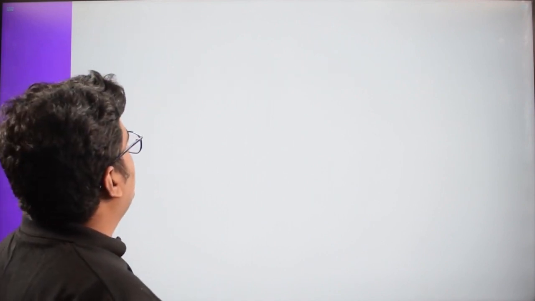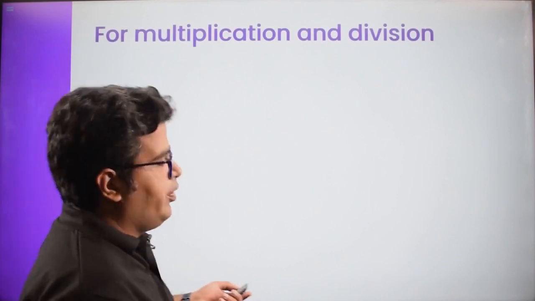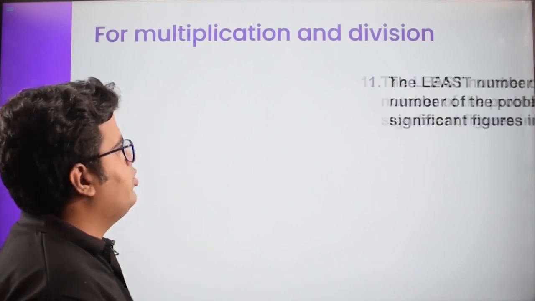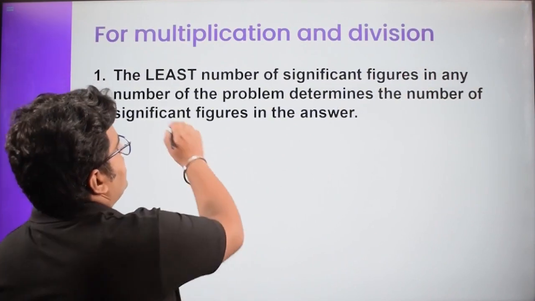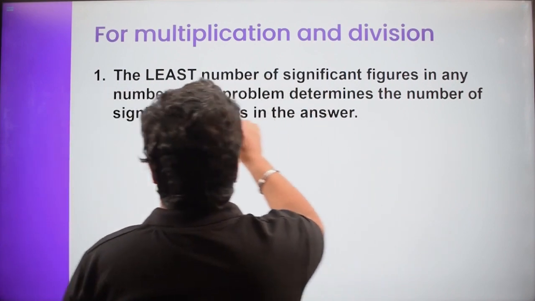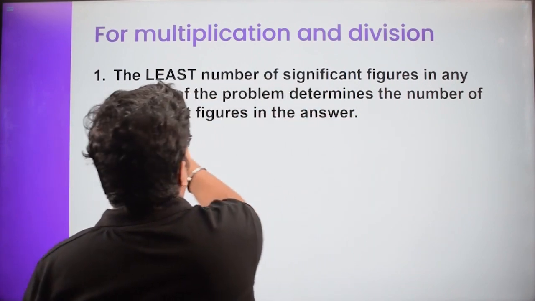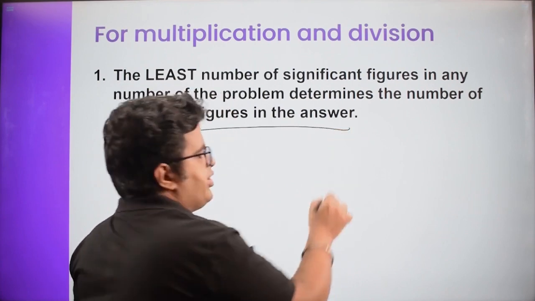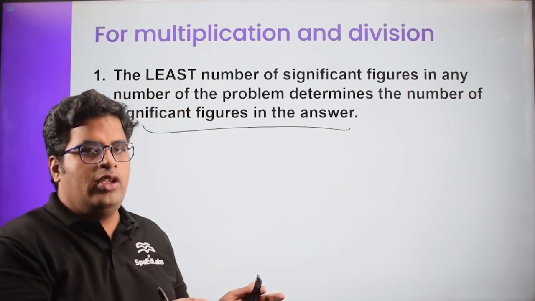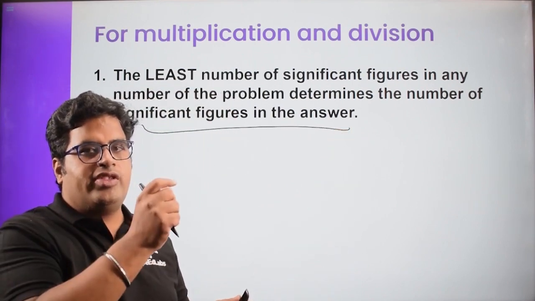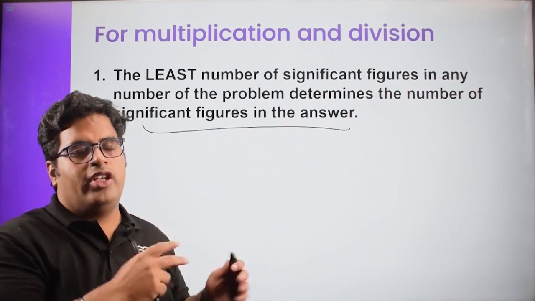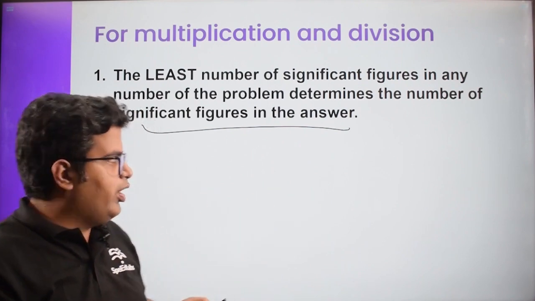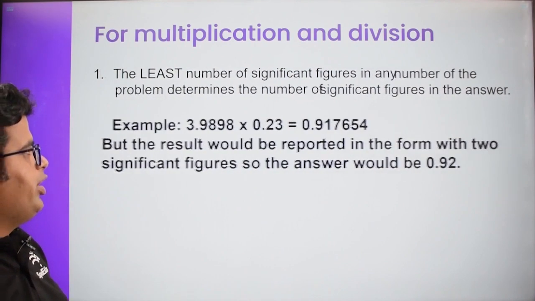I hope you understood. Now for multiplication and division we also have certain rules. What is that? The least number of significant figures in any number of the problem determines the number of significant figures in the answer. Basically, the least number of significant figures is what we'll be using in our final answer, right? So we have an important example.